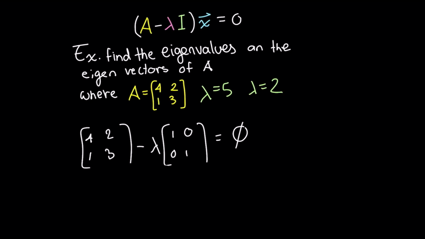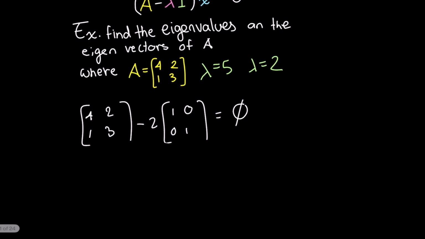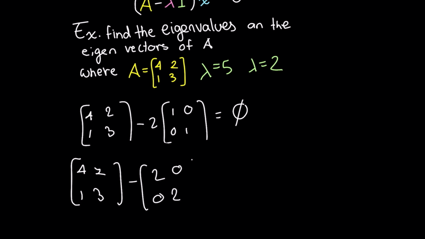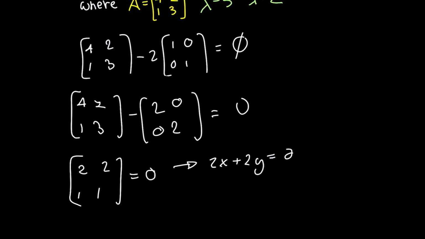What can we find for the eigenvectors, given the eigenvalues that we found? We can just replace lambda with 2 or 5, because the equation tells us that A minus lambda times the identity matrix, and we know that lambda is 5 and 2. Therefore, we can just distribute the 2 across the identity matrix, and then we can just subtract these two matrices, which will give us 2, 2, 1, 1 equals 0. Therefore, what this tells us is that 2x plus 2y equals 0. Therefore, x equals negative y.